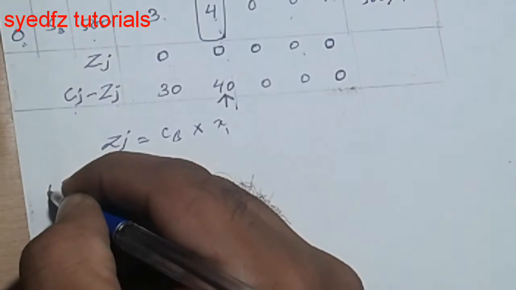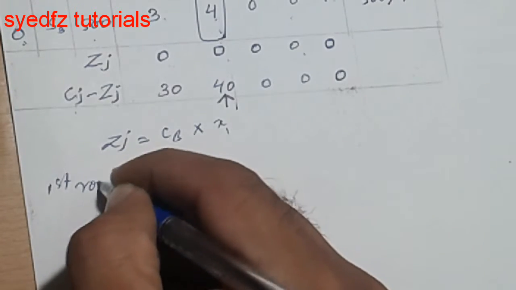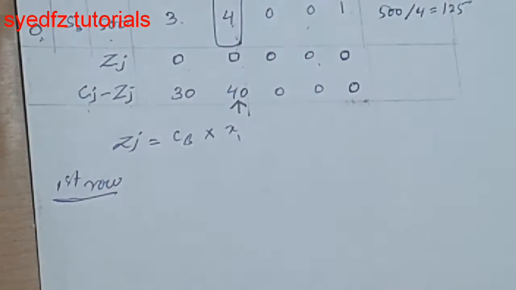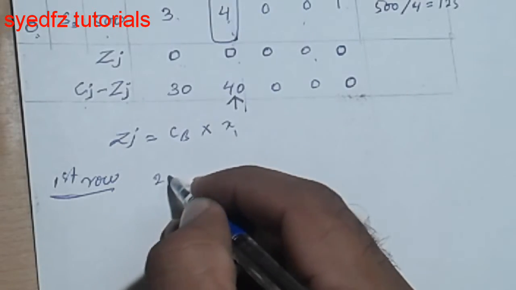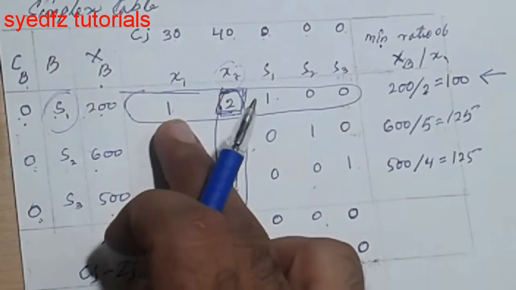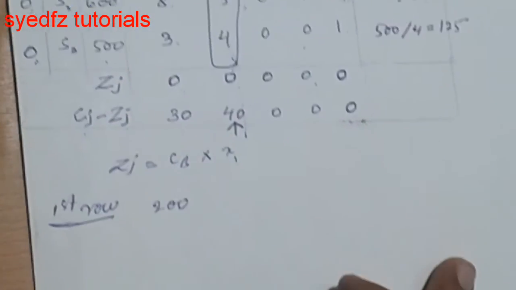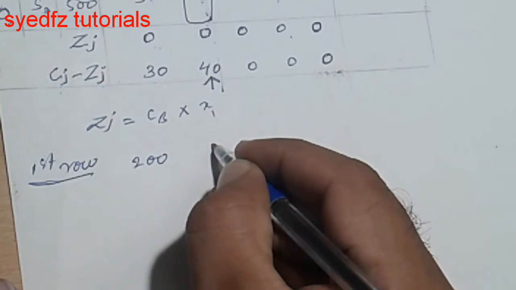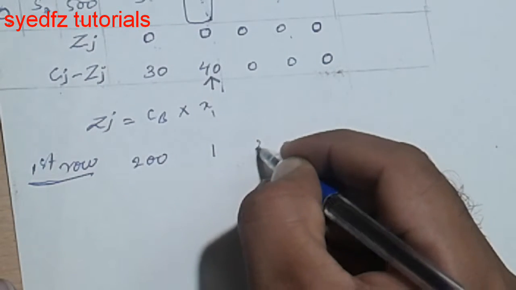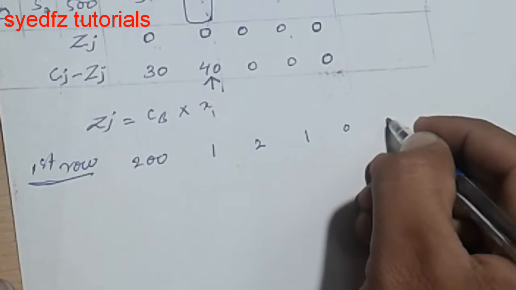Here, first row, we are creating the first row. There is 200, 200, 1, 2, 1, 0, 0. So here 200, 1, 2, 1, 0 and 0.